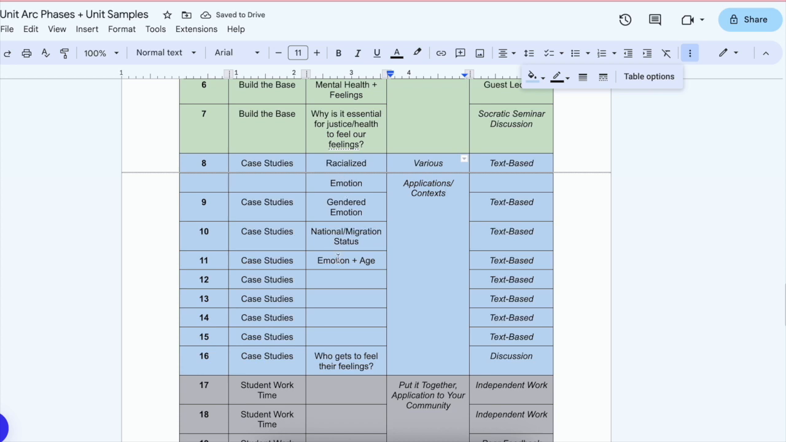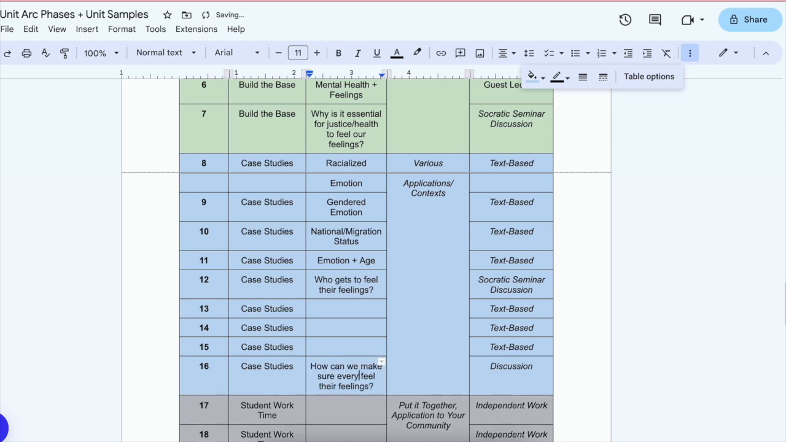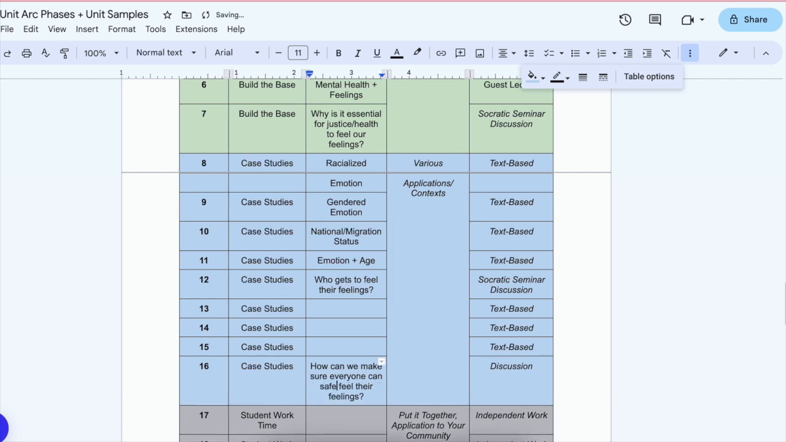So let's do all the different types of identity and emotion, but then let's flip it and look at the case studies. Let's do this. Who gets to feel their feelings? We get to do a Socratic seminar here. And then we are now going to look at how, that is going to be the next one. How can we make sure everyone can safely feel their feelings, right?